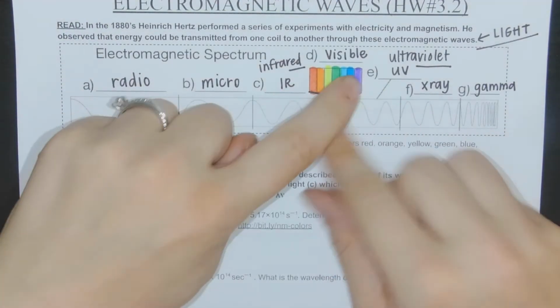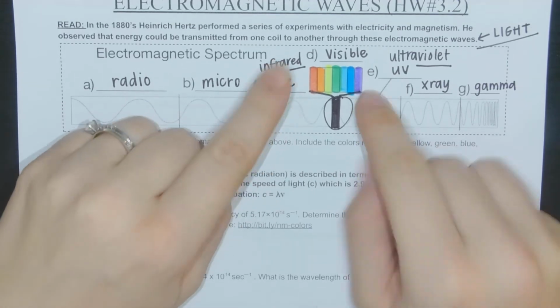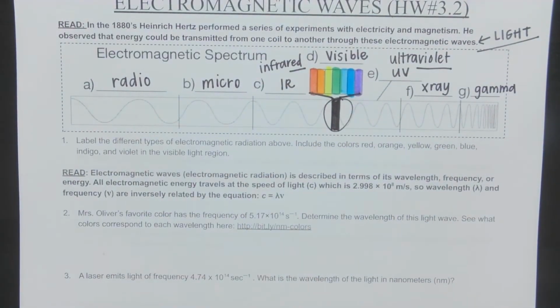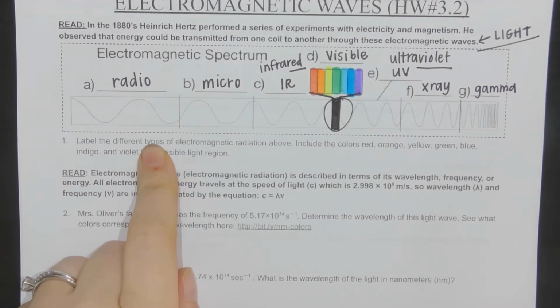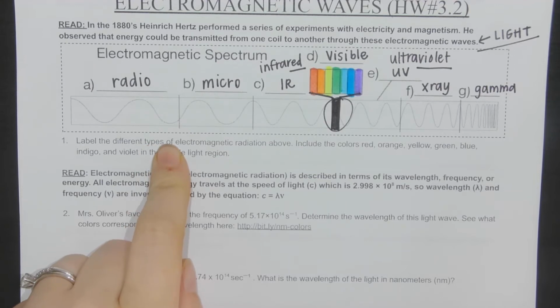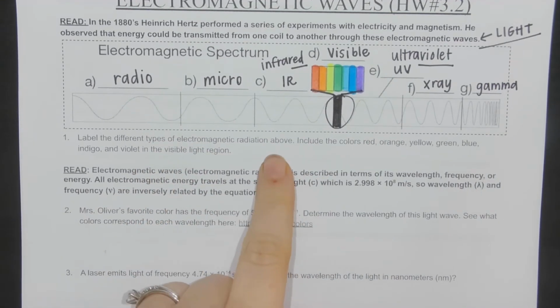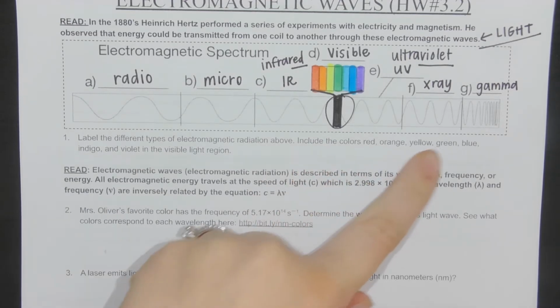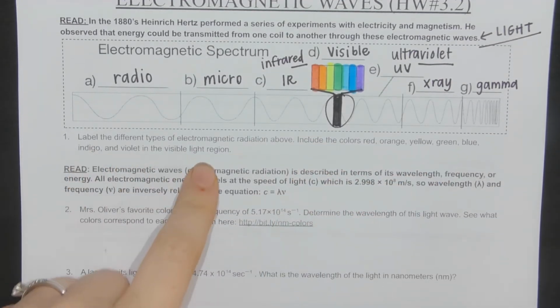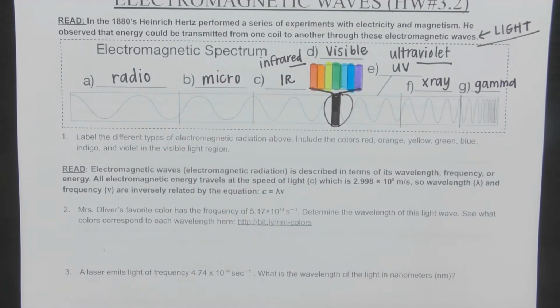Rookie mistake, if you get your rainbow flipped and you've got purple next to infrared, that's not going to work. So number 1, label the different types of electromagnetic radiation above. Include the colors red, orange, yellow, green, blue, indigo, violet in the visible light region. So, all done with that.